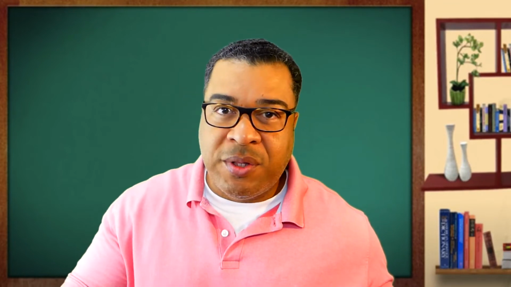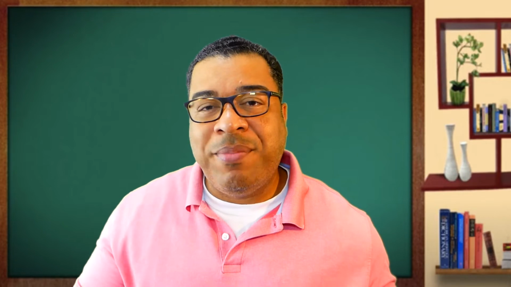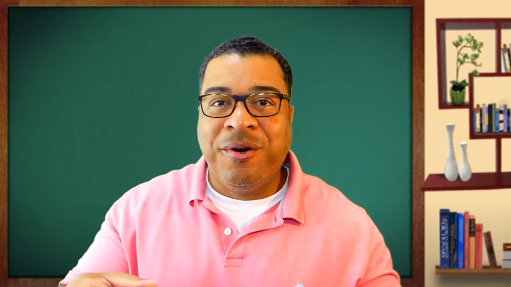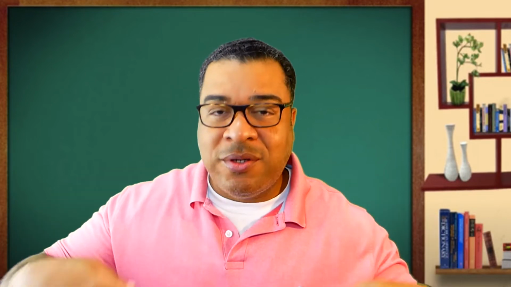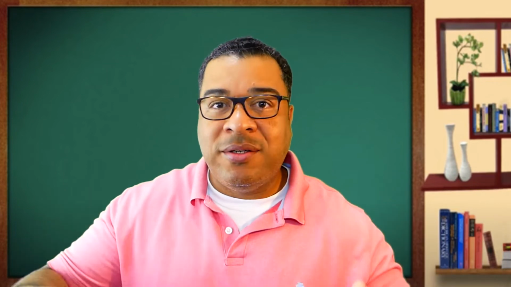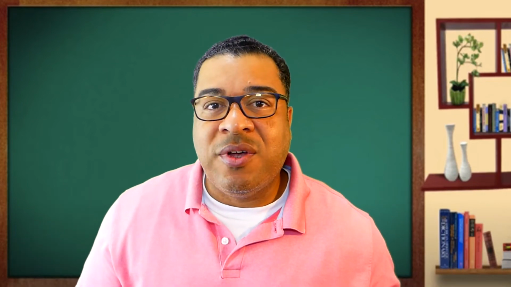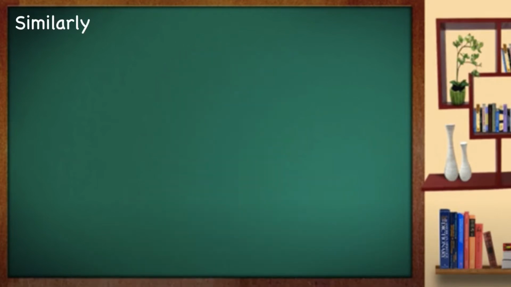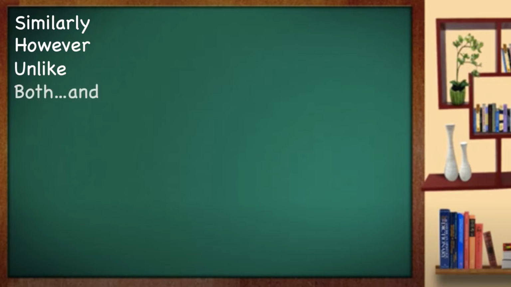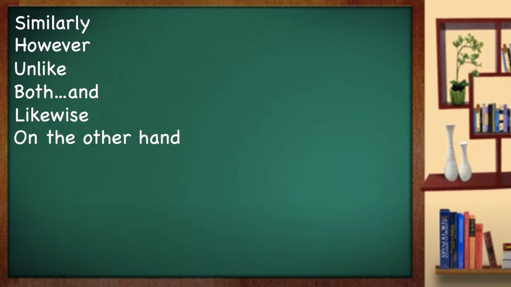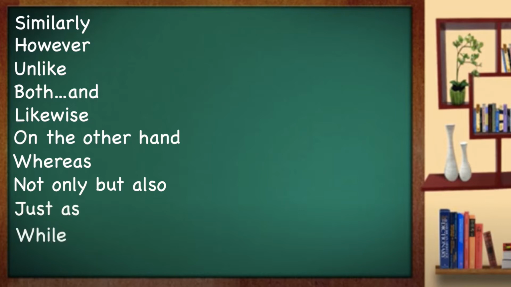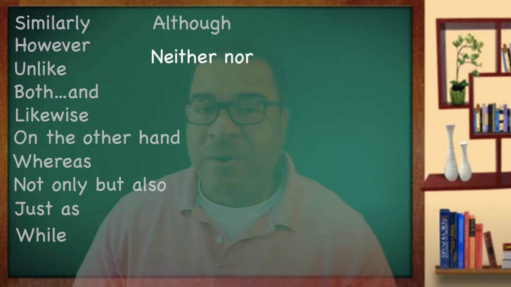And if you're not familiar with the word transitional signal words, basically, these are just words that let you know that I'm about to compare something or I'm about to contrast something. And these words are similarly, however, unlike, both and, likewise, on the other hand, whereas, not only but also, just as, while, although, neither nor.